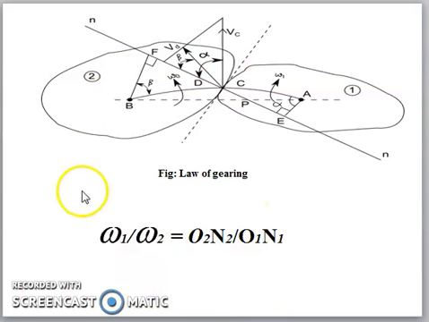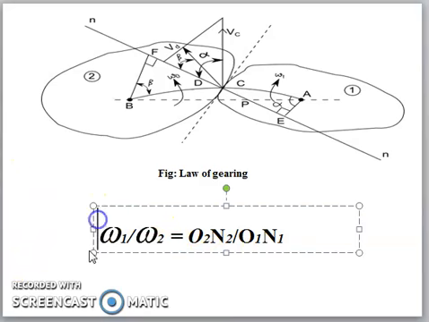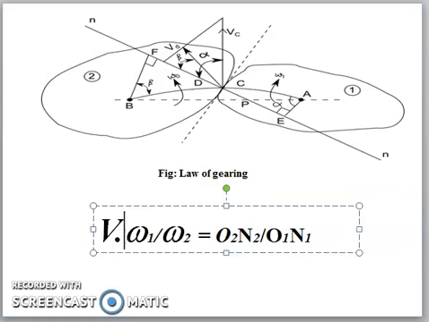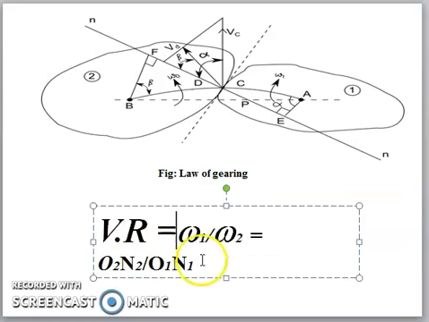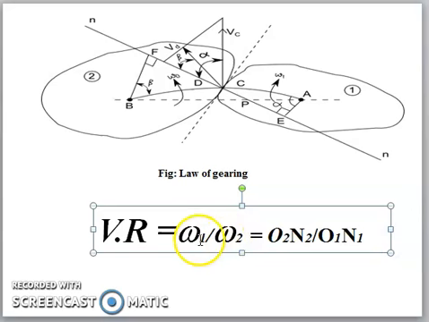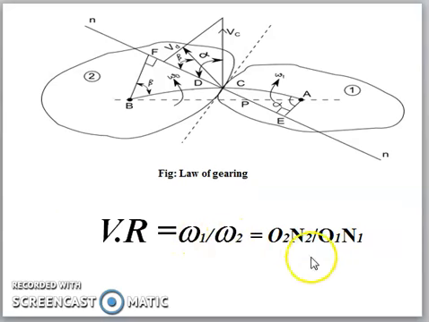The law of gearing gives the velocity ratio. VR, that is velocity ratio, equals omega 1 by omega 2, equals O2N2 divided by O1N1. Omega 1 and omega 2 are the angular velocities of gear 1 and gear 2. O2N2 is the normal distance from this point to this point, and O1N1 likewise. So this is the law of gearing.